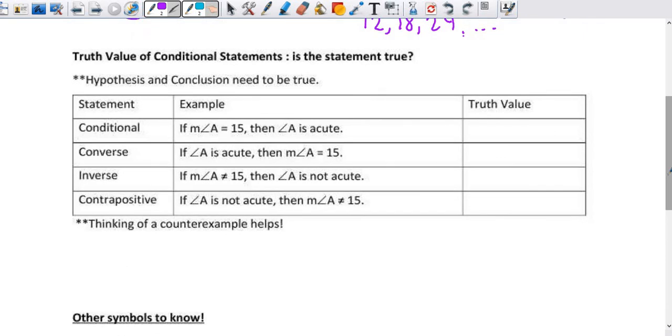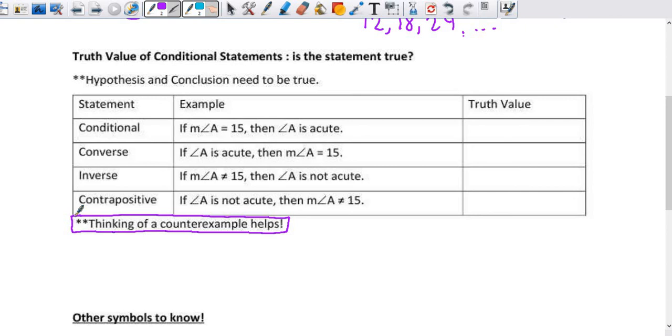All right, so we've got our original conditional, and we've got our converse, inverse, and contrapositive for this statement about angle A. We're going to determine whether each is true. And look at this little note down here. Thinking of a counterexample helps. So whenever you see a statement, try to think of how you can show that it is false. And if you can't think of anything, then it's probably true.